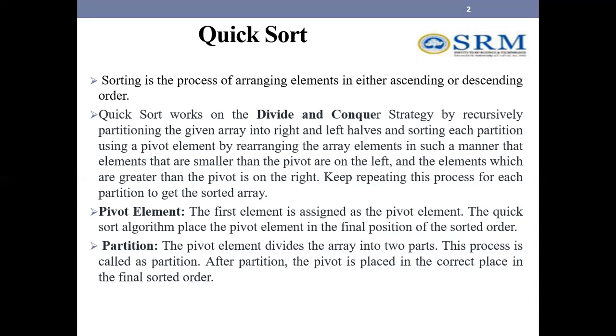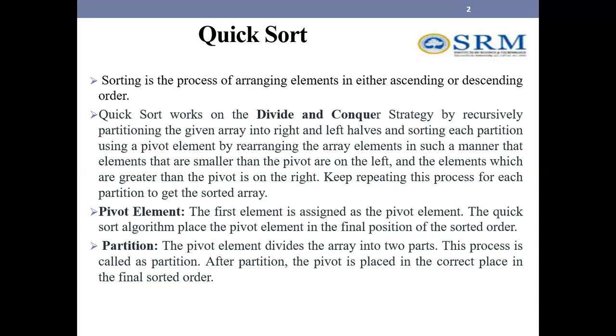The QuickSort algorithm places the pivot element in the final position of the sorted order. After the first iteration, QuickSort places the first pivot element in the correct place of the sorted order. That is the splitting point, where the pivot element is stored in the array. That pivot element splits the array into two parts.